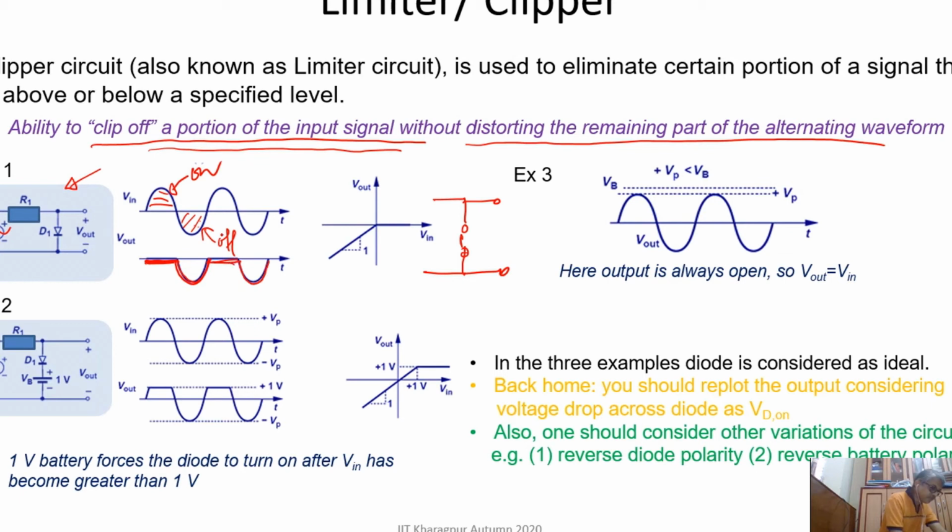Okay, so that way we clipped the positive half of the cycle, where the negative half of the cycle will come at the output. So this is a clipper circuit or a limiter circuit. We can add a voltage source here. Say in this example I have used a 1 volt source.